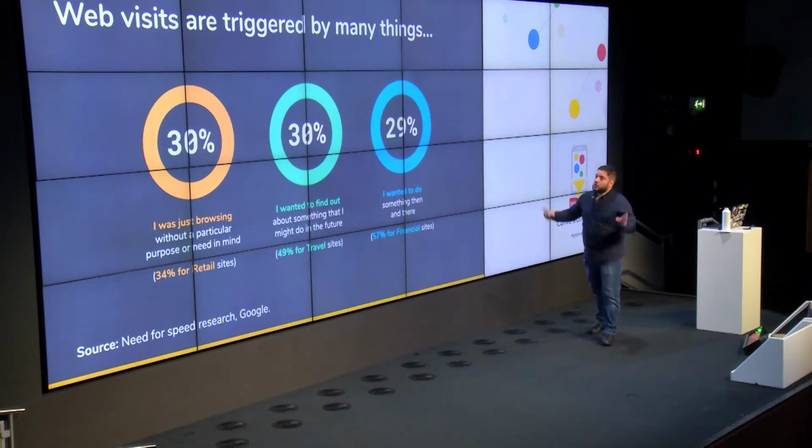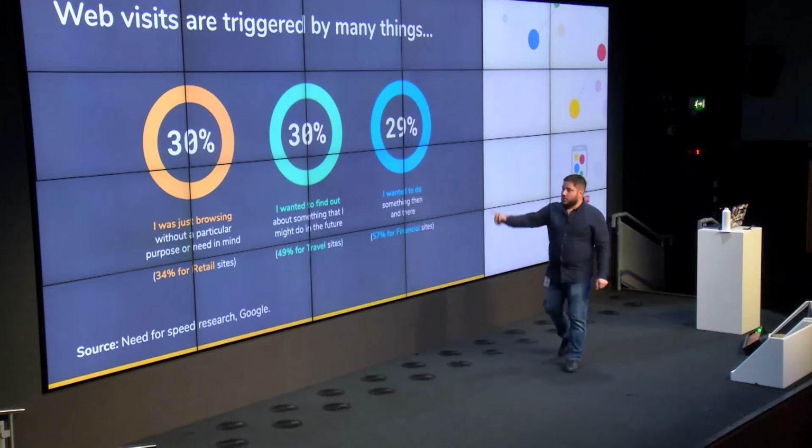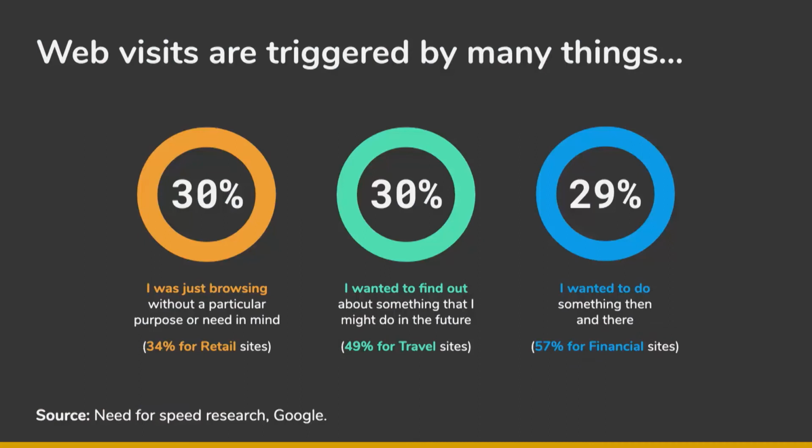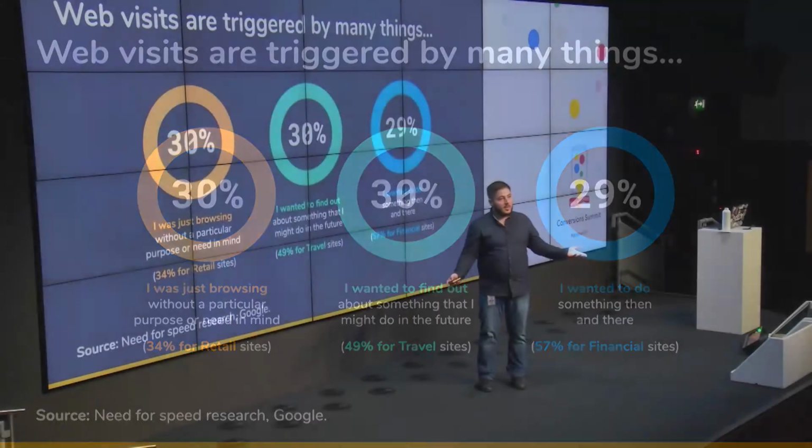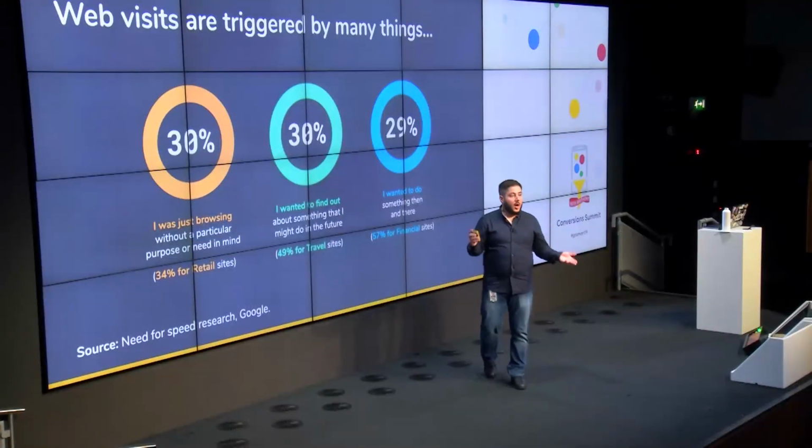Now, we're going to talk about intention. So 30% of users are just browsing. When you ask what triggers their web event, they're just browsing. So doctor's office, on the bus, whatever, they're just killing time. This goes up slightly for retail sites to 34%, which makes sense, right? Just idly window shopping.